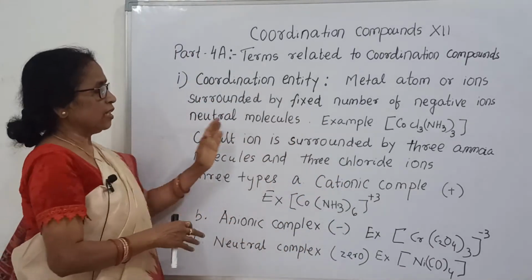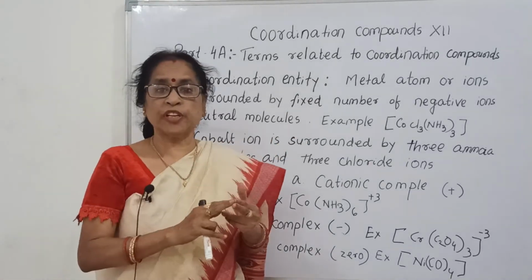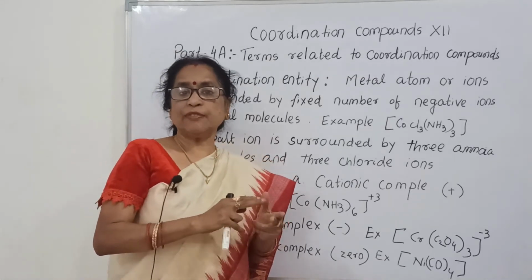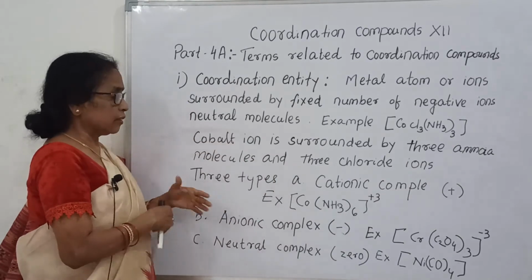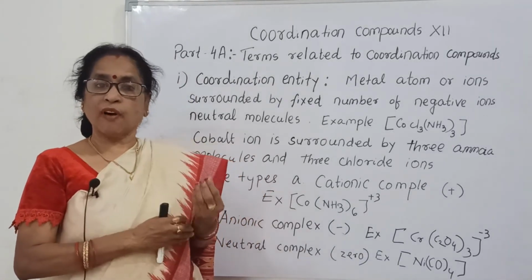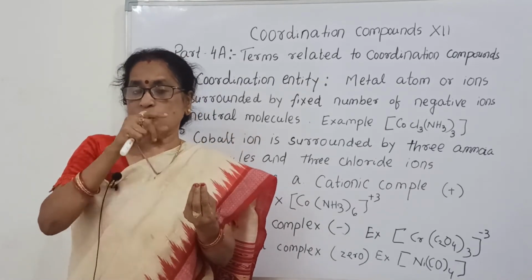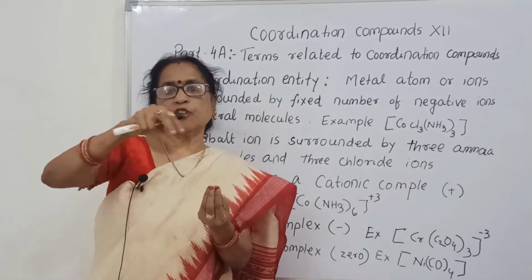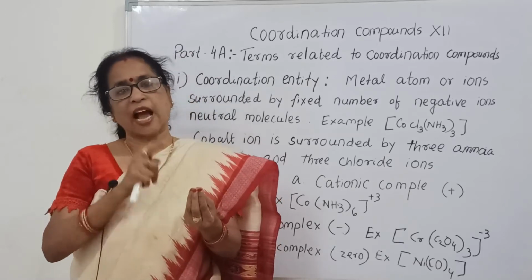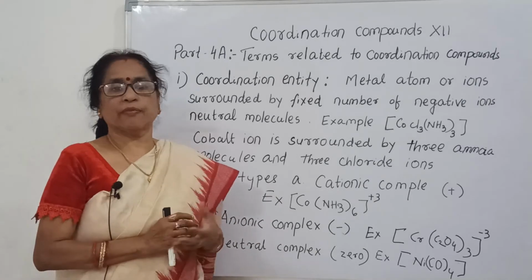The cobalt ion is surrounded by 3 ammonia molecules and 3 chloride ions. Ammonia is a neutral molecule, and the chloride ion has a negative charge. So the coordination entity means what is present in the square bracket: the metal surrounded by molecules or ions, or by both ions and molecules. And so there are 3 types of complex.